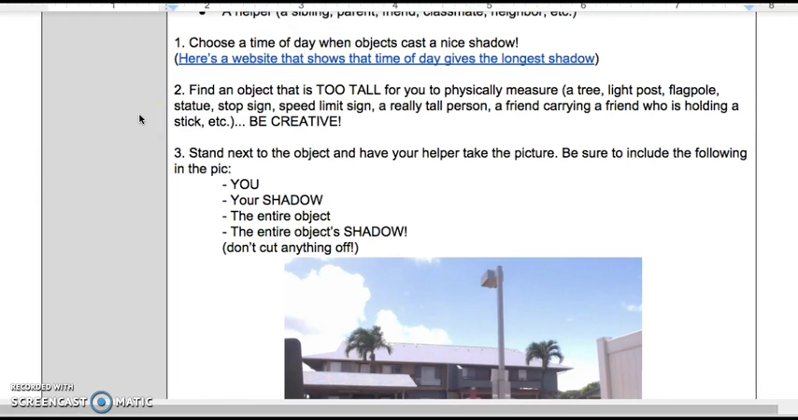All right, so the most important thing in this project is to find a good object. It shouldn't be something that's shorter than you because you can measure that. And it shouldn't be something that's only a few inches taller than you because you can still kind of measure that. It should be something tall enough. And here are some examples, and feel free to be creative. If it's someone piggybacking someone else holding a sign or a stick, that works too, as long as it's something tall.